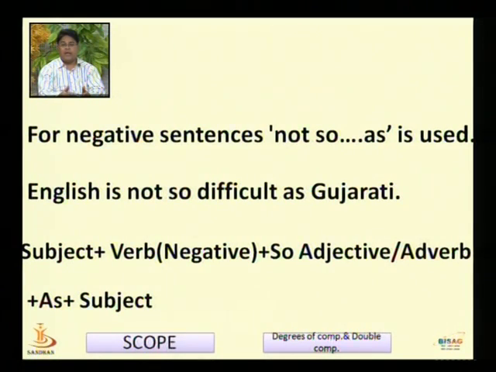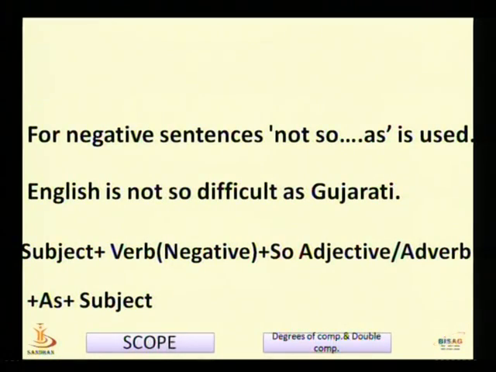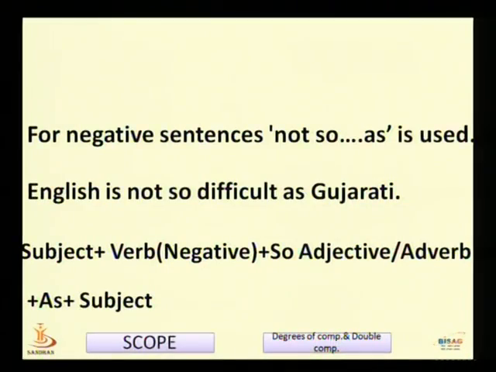So Amitabh is as tall as Abhishek and English is not so difficult as Gujarati. So the first one is an example of positive degree in affirmative, and the second example, that English is not so difficult as Gujarati, is an example of positive degree in negative. So dear friends, remember that as is used in positive degree affirmative and so as is used in positive degree negative.